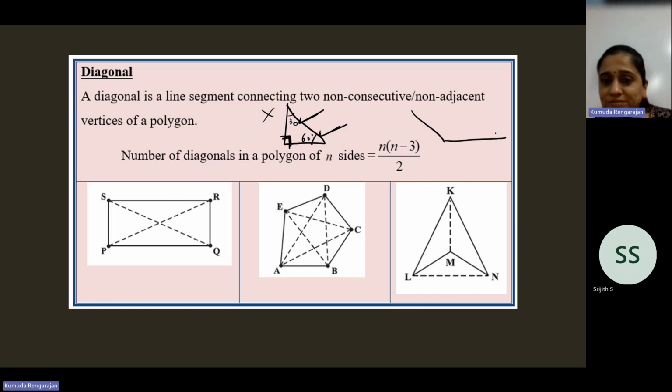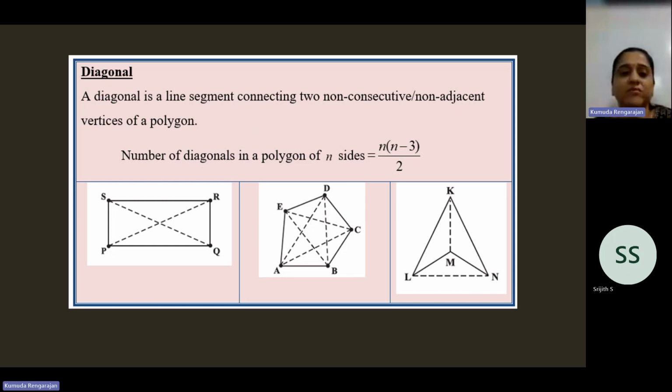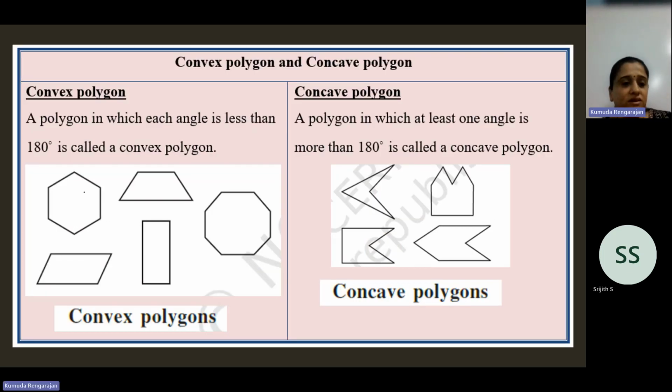Similarly, in an obtuse triangle, one angle is more than 90 degrees. If all three angles are less than 90, acute. If one angle is equal to 90, right. If one angle is more than 90, obtuse. In the same way, convex means all the angles are less than 180 degrees. Concave means at least one angle is more than 180 degrees. So you can see here in all these figures, all these angles will be less than 180.